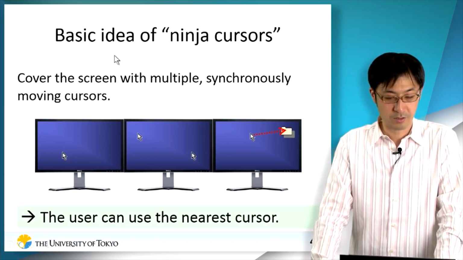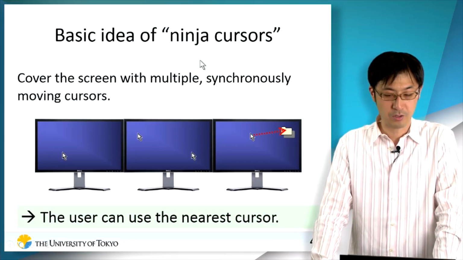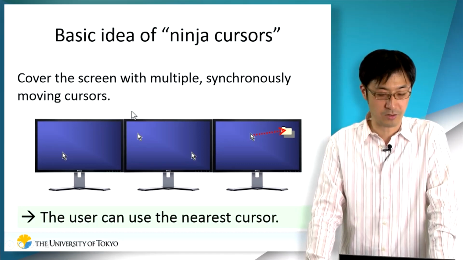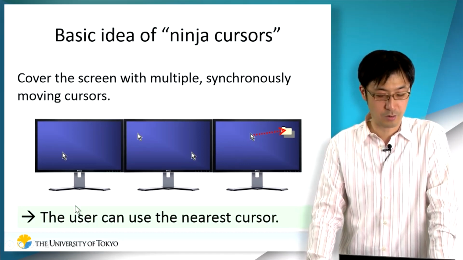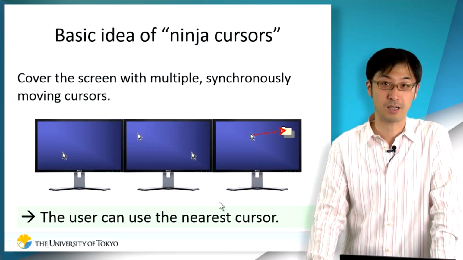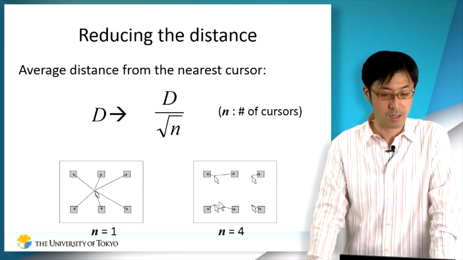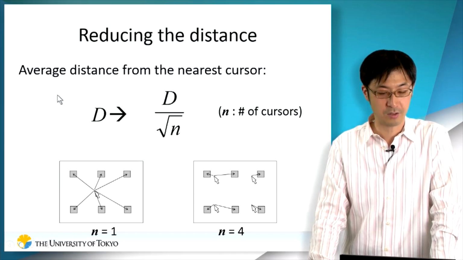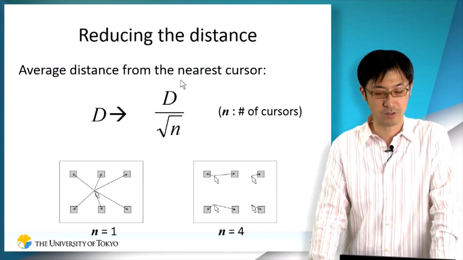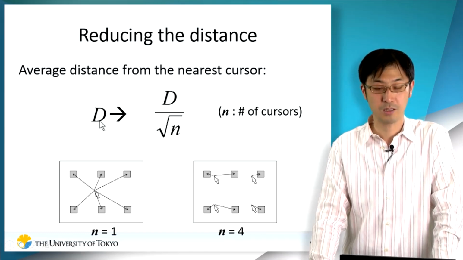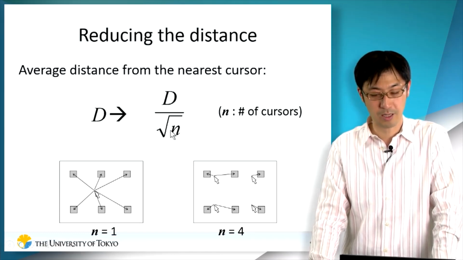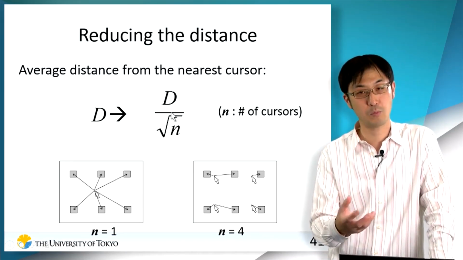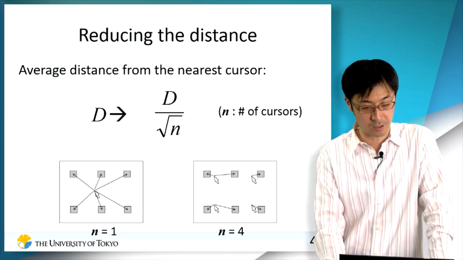So let me describe it again. The basic idea of Ninja Cursors is to cover the screen with multiple synchronously moving cursors like this, and then the user just uses the cursor nearest to the target object. This effectively reduces the distance to the target. It reduces the average distance from the nearest cursor from D to D divided by square root of n, where n is the number of cursors. And this helps you point at a distant target.